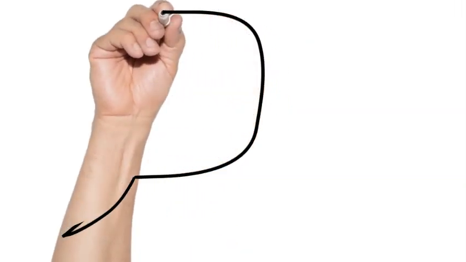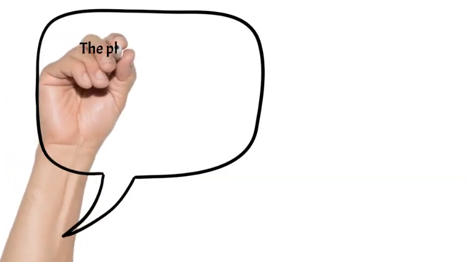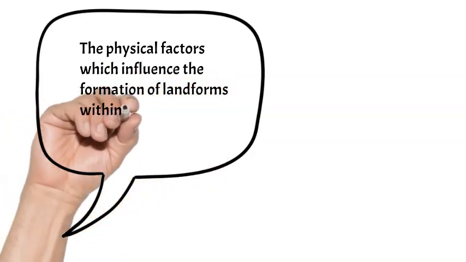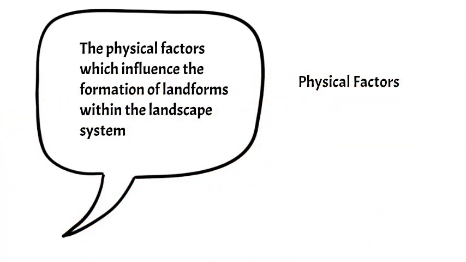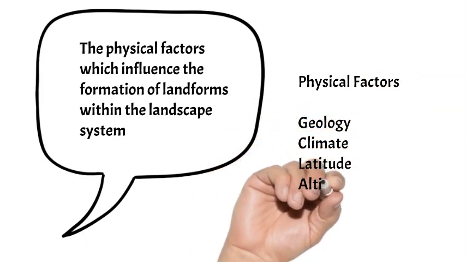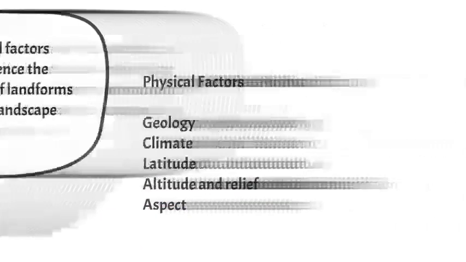We're going to look at 3 key points as part of this case study, and we're going to start by looking at some of the physical factors which influence the formation of landforms within the landscape. Physical factors include geology, climate, latitude, altitude and relief, and aspect.